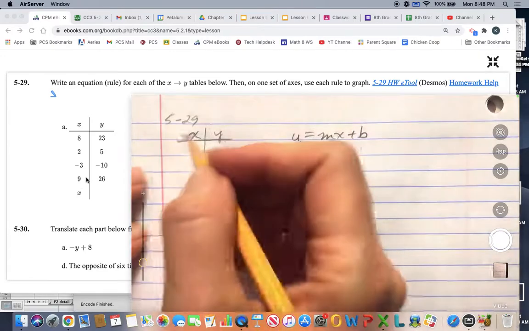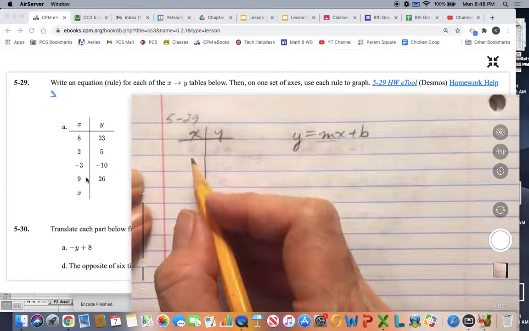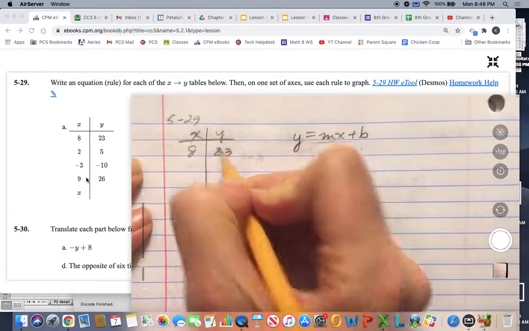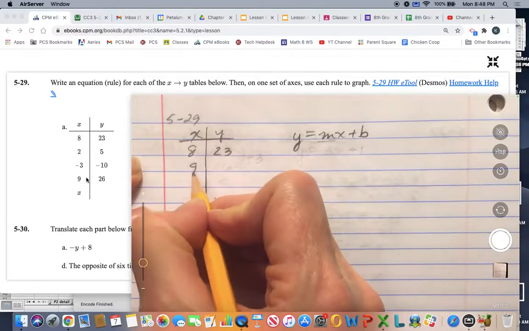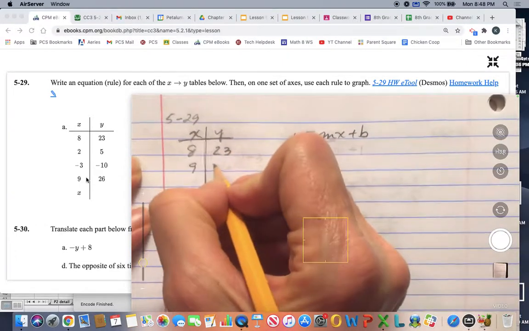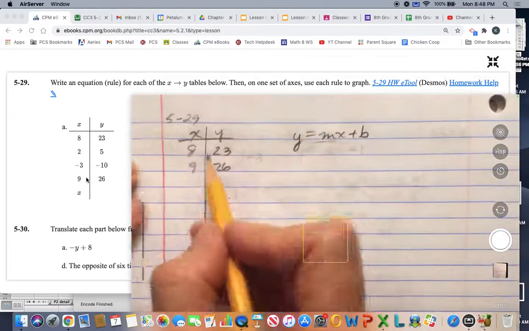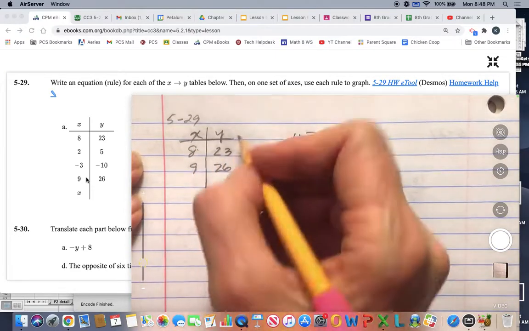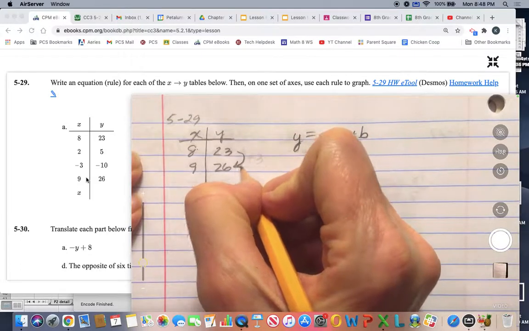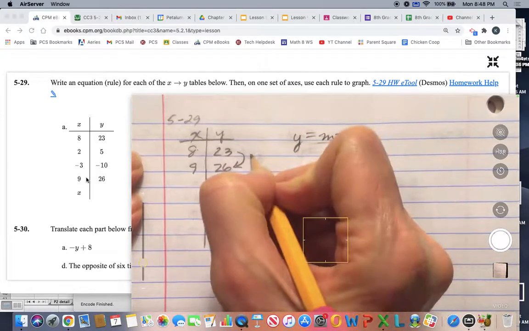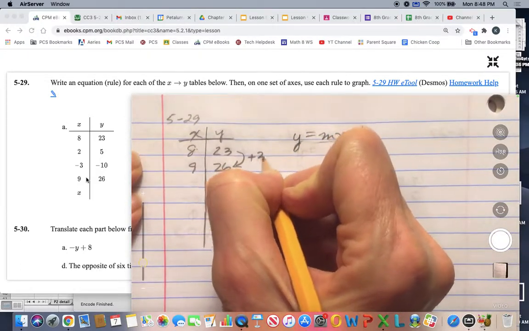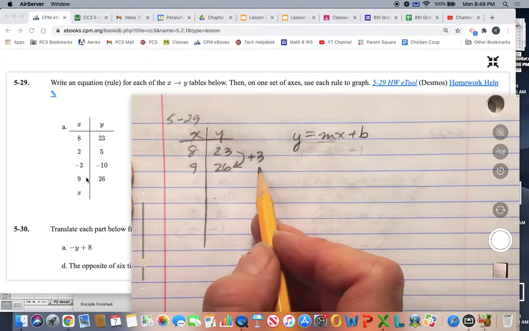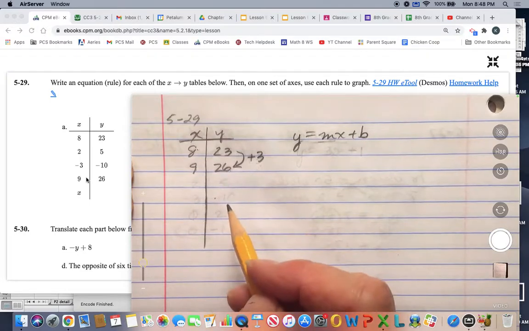So I'm going to rewrite the table to make it a little easier for me. I'm going to put the 8 value at the top, just as it is there, but now I'm going to put the 9 and the 26 right here. And so I know the change here, x is increasing by 1, and as x increases by 1, y increases by +3. So that may be our change, but let's check a little.